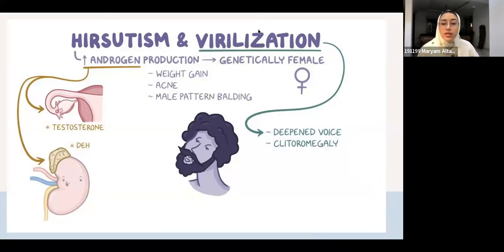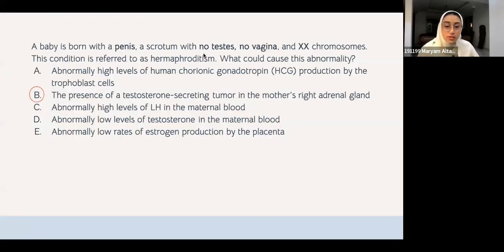And you have virilization, which is when you have someone who is genetically female that has features of deepened voice, for example, clitoromegaly, external male characteristics, because of these hormone levels. So here, the lack of a vagina and the presence of XX chromosomes, but also the lack of testes, basically, let me show you guys.